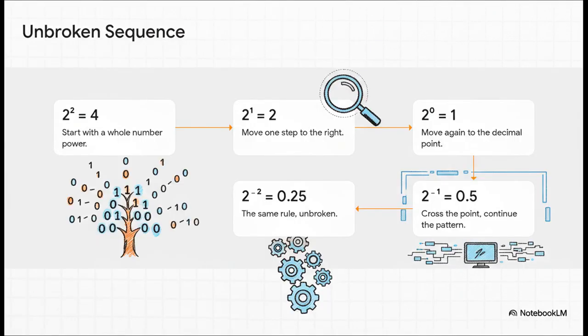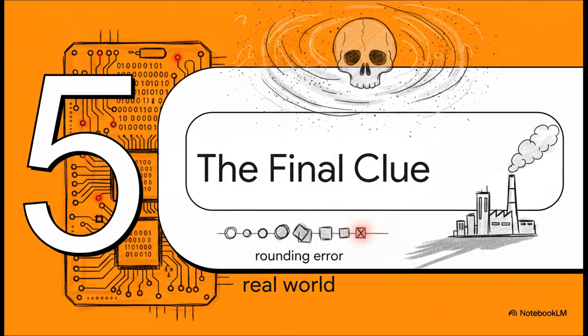So let's just walk through it one more time. You start with 2 squared, that's 4. The exponent drops by 1. You get 2. It drops again, you get 1. Now you hit the decimal point, but the pattern just keeps on trucking. The exponent drops again to -1, giving us 1/2. See, there are no new rules, no special cases. It's one single, unbroken, logical pattern. So, the key takeaway here is understanding this system. It explains the ghost in the machine.